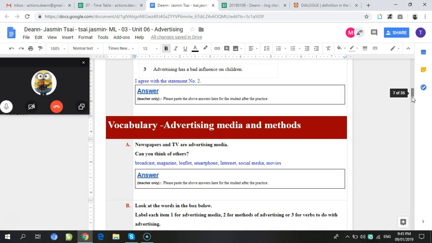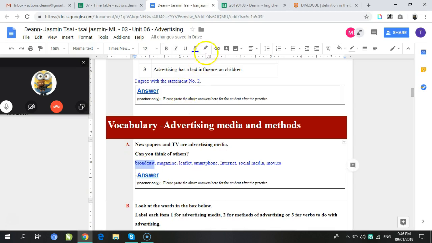So expect that the words we have here are related to advertising media and methods. Now let's start with letter A. Letter A: newspapers and TV are advertising media. Can you think of others? My answer is broadcast, magazine, leaflets, smartphone, internet, social media, and movies.